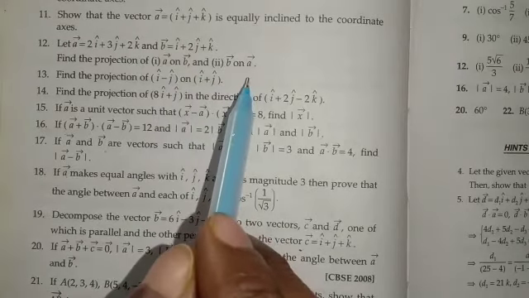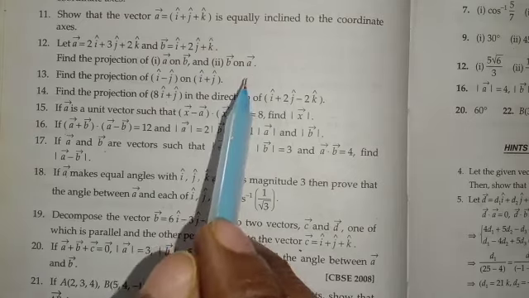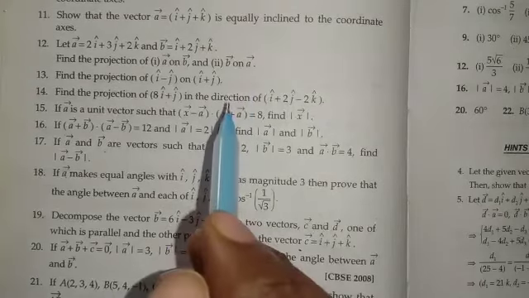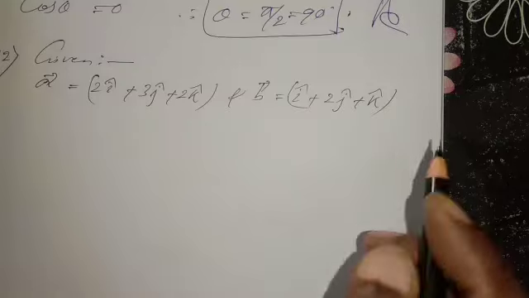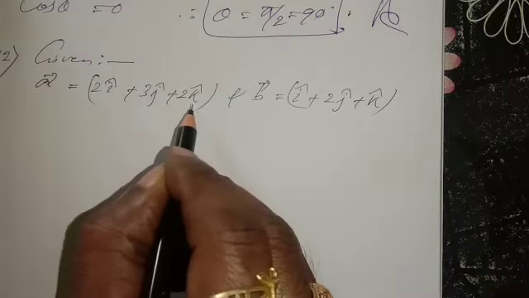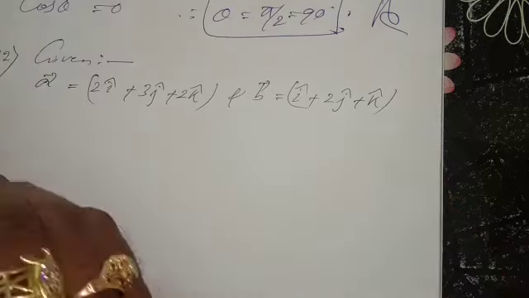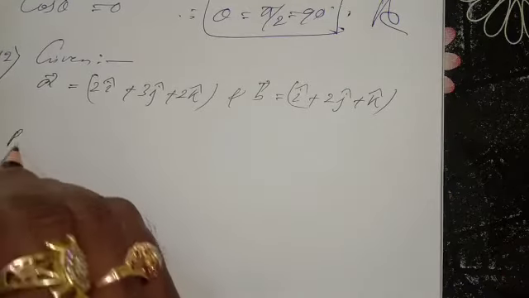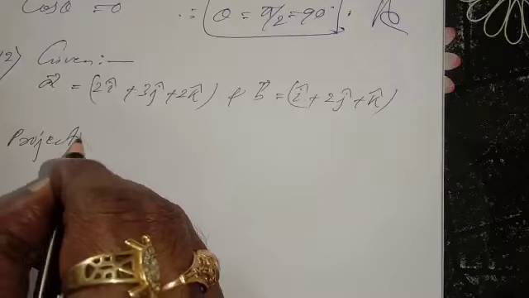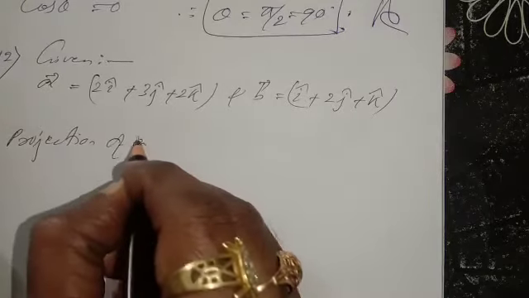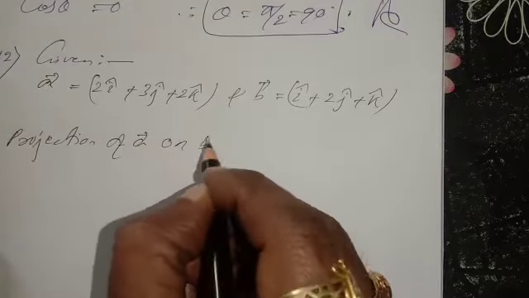First of all, copy the question. What are the things given in question number 12? I am doing the last portion of the exercise. See question number 12. A vector is 2i plus 3j plus 2k. B vector is i plus 2j plus k. And you have to find out the projection of A on B vector.